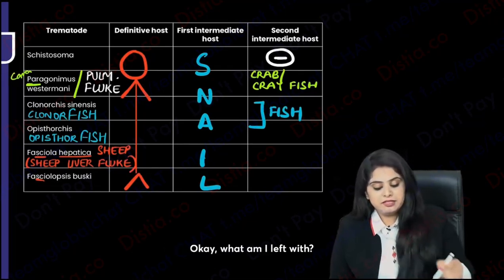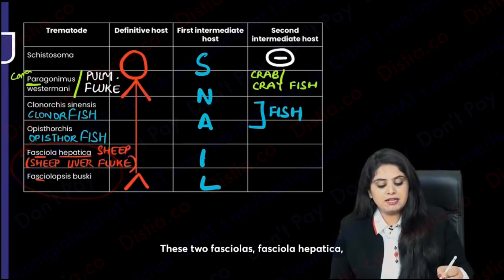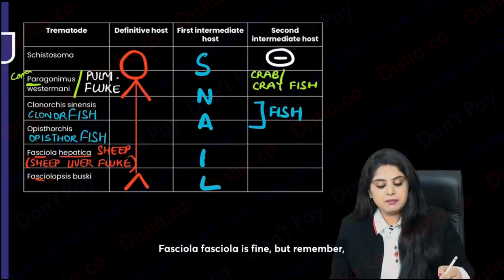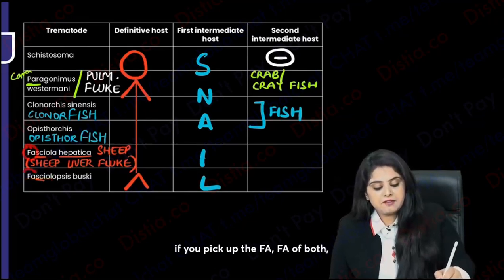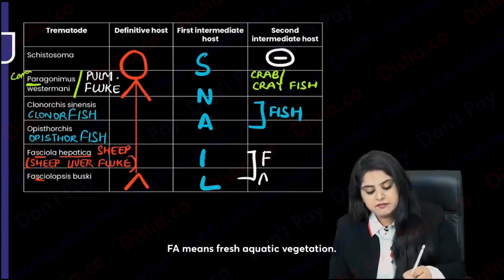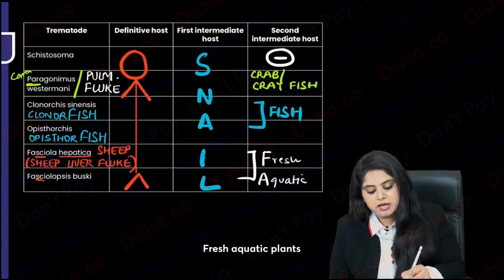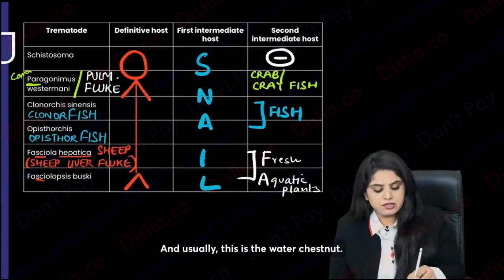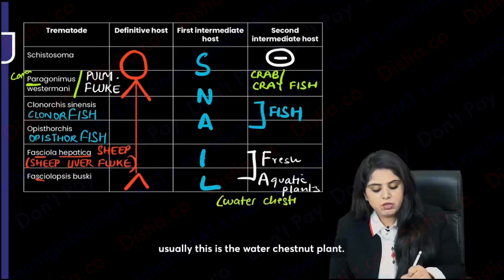Okay, what am I left with? These two Fasciolas, Fasciola hepatica and Fasciolopsis buski. So Fasciola is fine, but remember, if you pick up the FA of both, for both of them, FA means fresh aquatic vegetation. Fresh aquatic plants or vegetation is what you're going to get, and usually this is the water chestnut. If you want to know a little more detail, usually this is the water chestnut plant.